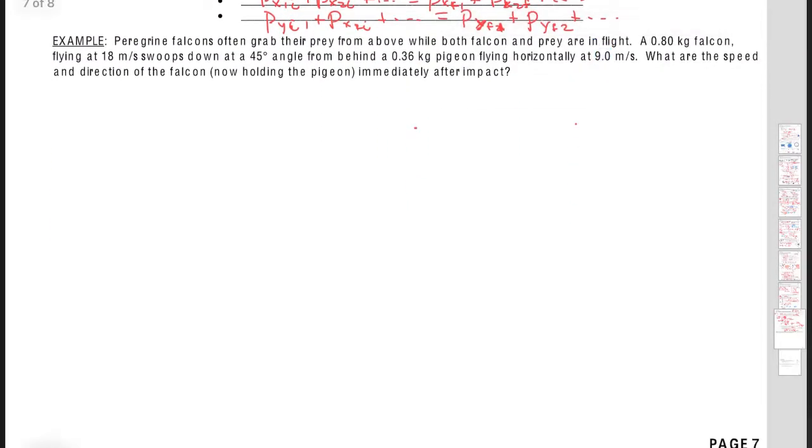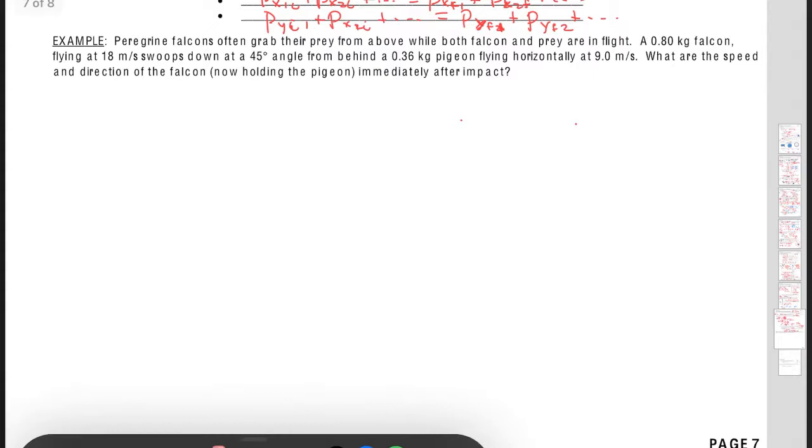Here we have peregrine falcons, which often grab their prey from above while both falcon and prey are in flight. A 0.80 kilogram falcon flying at 18 meters per second swoops down at a 45-degree angle from behind a 0.36 kilogram pigeon flying horizontally at 9 meters per second. What are the speed and direction of the falcon, now holding the pigeon, immediately after the impact?